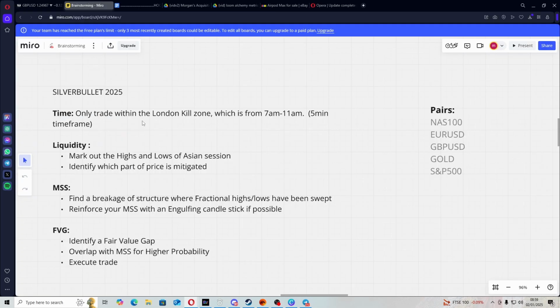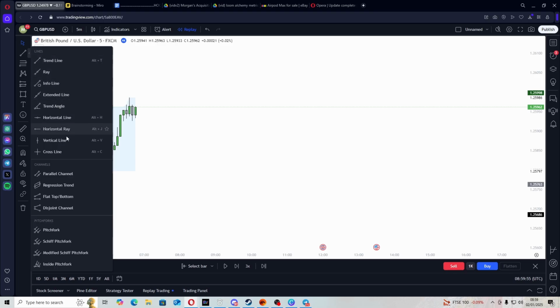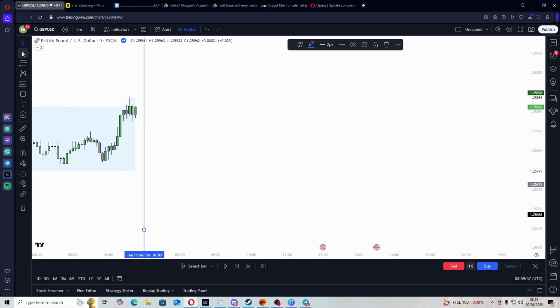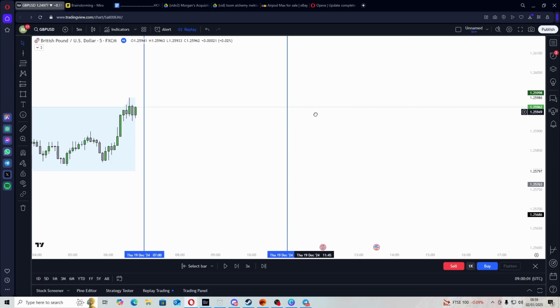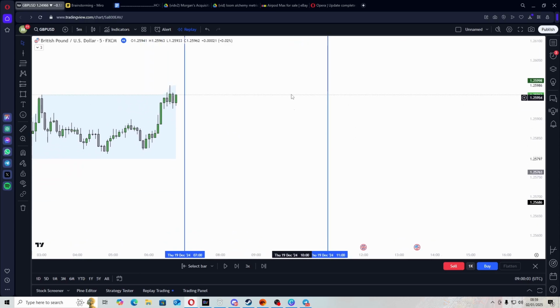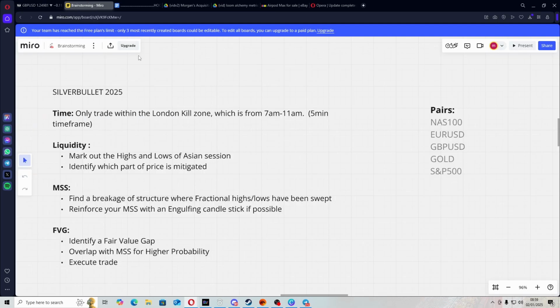So we'll start from the top. Only trade within the London kill zone, which is from 7 a.m. until 11 a.m. Let's just mark out the 7 a.m. time frame, from here until 11 a.m., which is anywhere around here, right? So this is the time frame we're going to be trading in. This is our kill zone right here, the time we're going to be actually killing the market and entering.